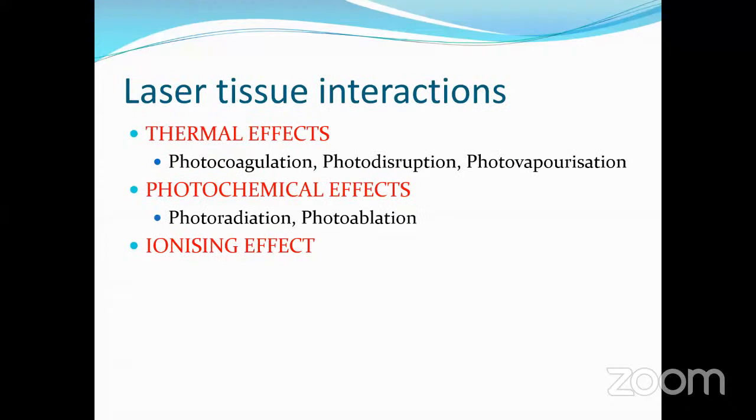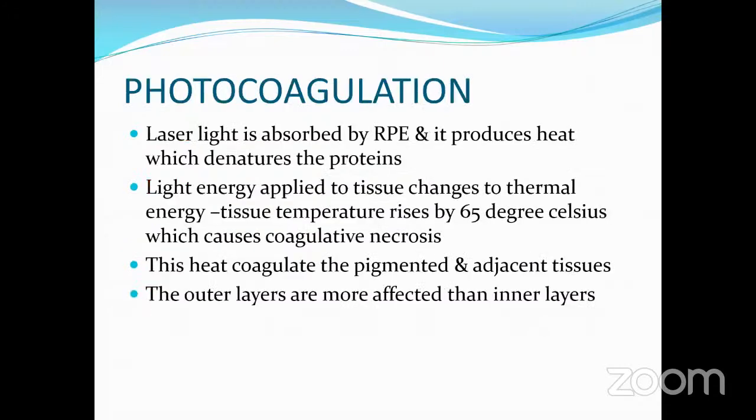Now, laser tissue interactions. You have the thermal effects like photocoagulation, photodisruption, photovaporization, photochemical effects like photoradiation and photoablation, and then you have the ionizing effect. Now, photocoagulation. Laser light is absorbed by the RPE and it produces heat which denatures the protein. Light energy applied to the tissue changes to thermal energy. So the tissue temperature rises by 65 degrees Celsius, which causes coagulative necrosis. That is, you have a melting. Heat coagulates the pigmented and adjacent tissues. The outer layers are more affected than the inner layers.